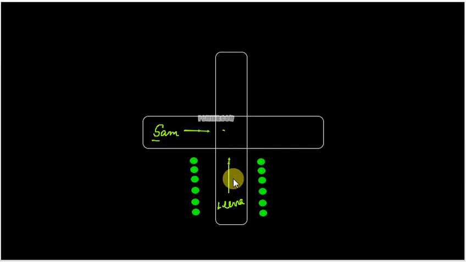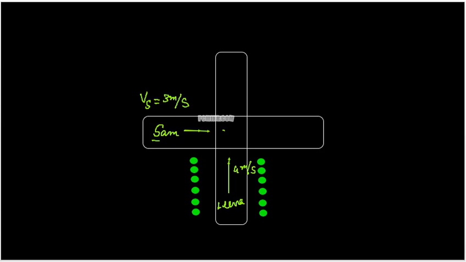Like if you look at Sam from Lena's perspective, and suppose the velocity of Sam, Vs, is 3 meters per second with respect to the ground, and velocity of Lena is say 4 meters per second with respect to the ground. But do you think that the velocities are going to be the same with respect to each other? No. As we know about the concept of relative velocity, relative to each other, they are not going to have the same velocities that they have with respect to the ground.